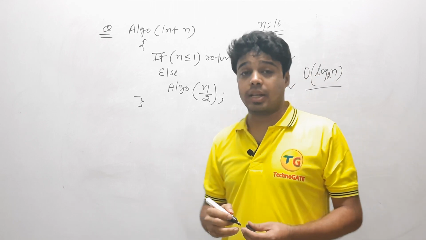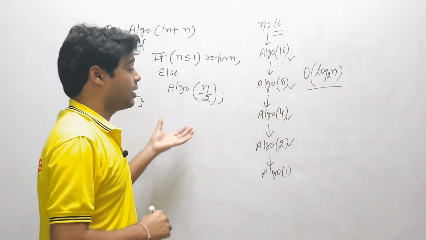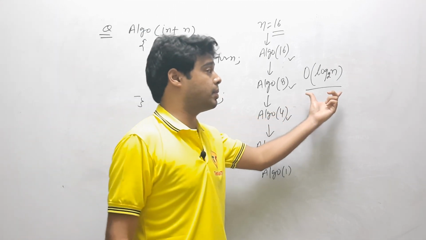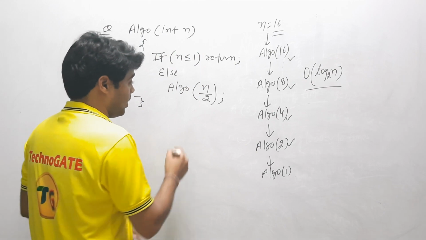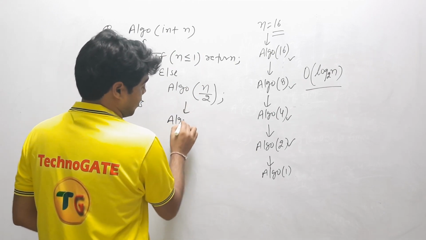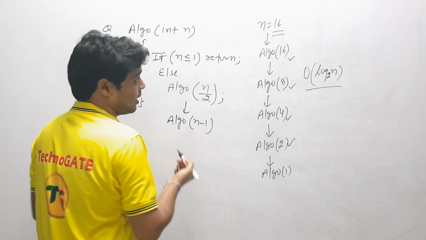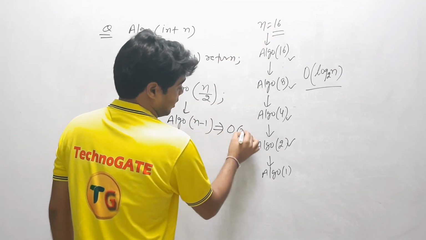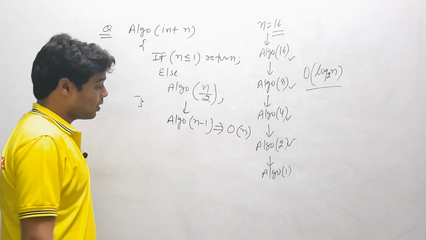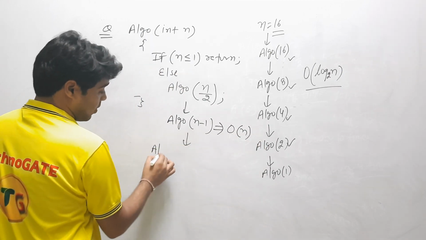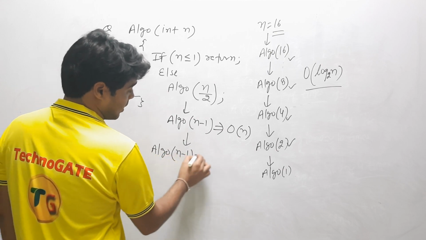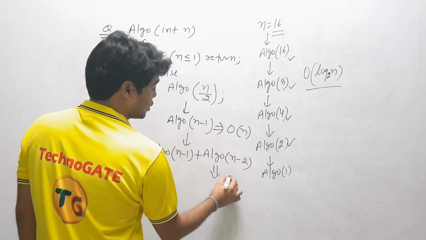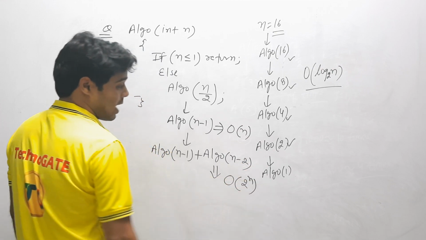I already discussed that if you see any division or multiplication in the program, the time complexity is always in logarithmic terms. Suppose here algo of n minus 1, it is linear. Again 16, then 15, 14, 13 like that, so it is order of n. Suppose it is algo of n minus 1 plus algo of n minus 2, then it becomes exponential. We will discuss this later.